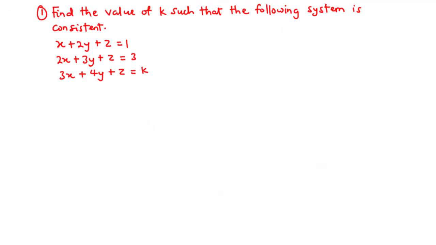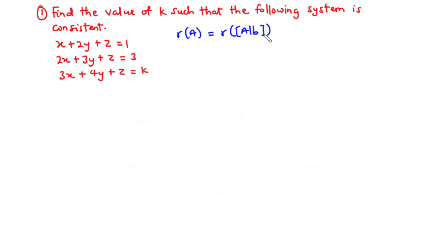Example 1. Find the value of k such that the following system is consistent. Now, in the previous section, we said that for a system to be consistent, the rank of the coefficient matrix should be equal to the rank of the augmented matrix. That is, the rank of A should be equal to the rank of AB.